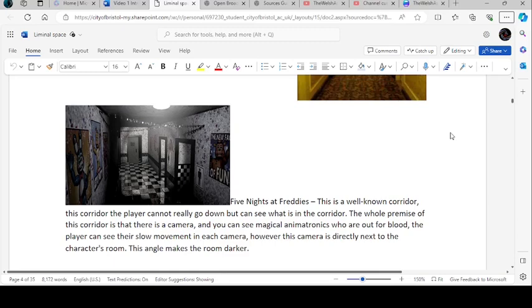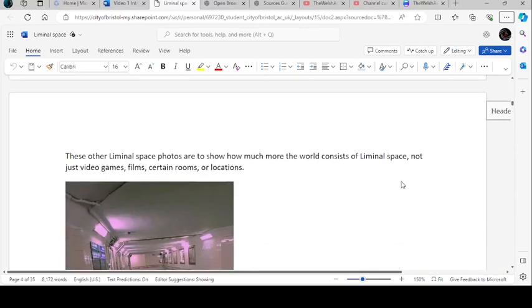By that, I mean that the camera is right above the entrance to the character's room, and each camera angle in Five Nights at Freddy's is positioned to make you feel like you have the disadvantage by putting you in a smaller space, by making you feel tight and concealed, and every time something moves, it makes that a whole lot more tense. Other liminal spaces.